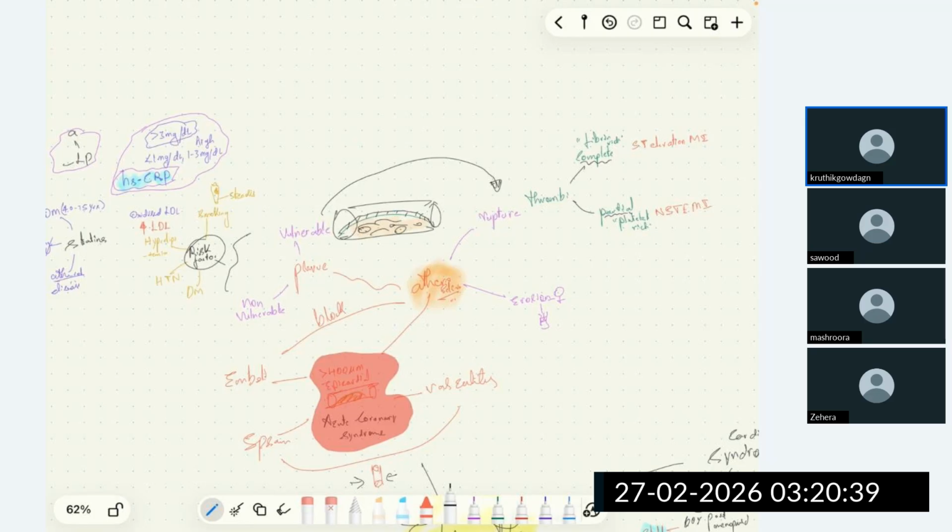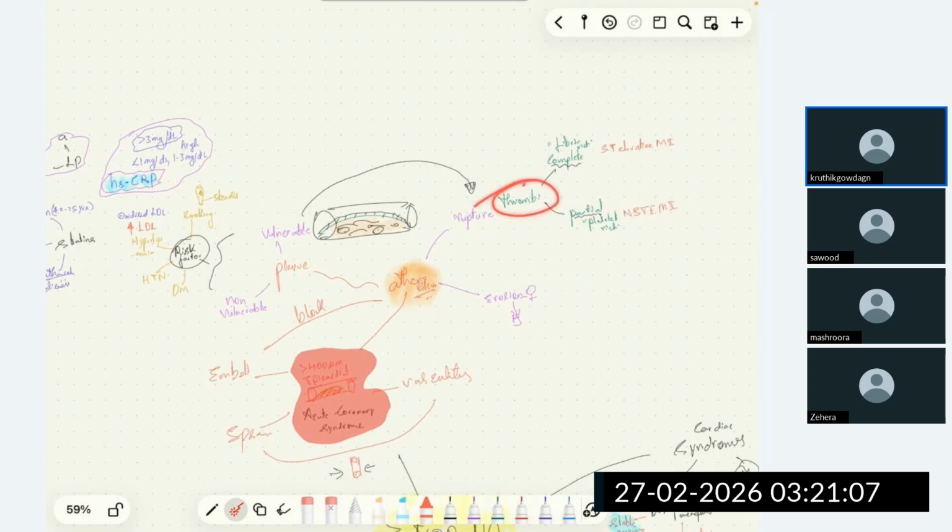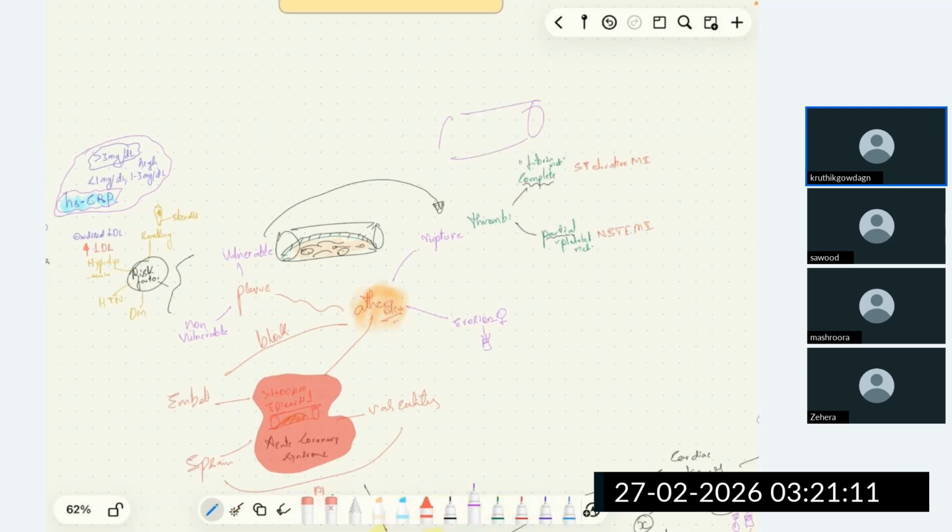Now, what will happen if the plaque ruptures? The lipid content in this plaque will be exposed to the blood. When the lipid content is exposed to the blood, our immune cells and our coagulation system are ready inside the blood. It will cause rapid thrombosis. The plaque has ruptured, now thrombosis has developed. The thrombosis can completely cover the blood vessel, or it can partially cover the blood vessel. If it completely covers the blood vessel, it leads on to ST elevation MI.